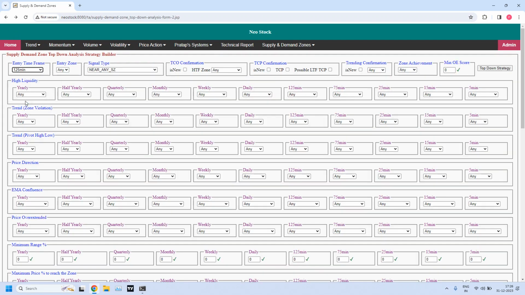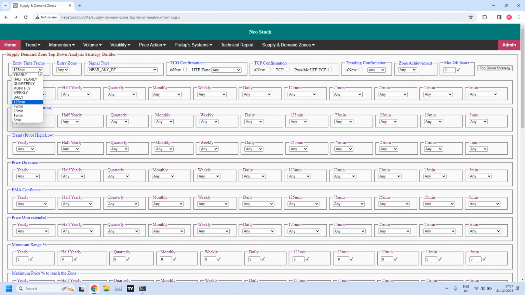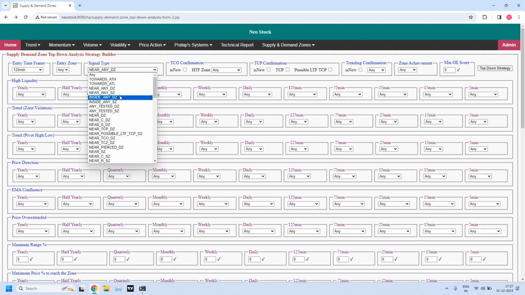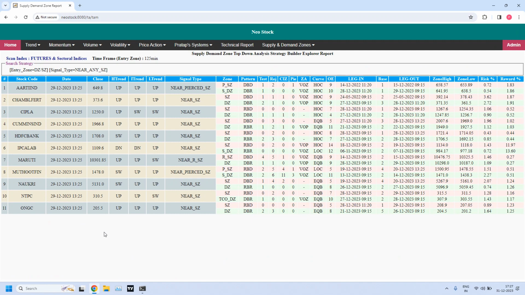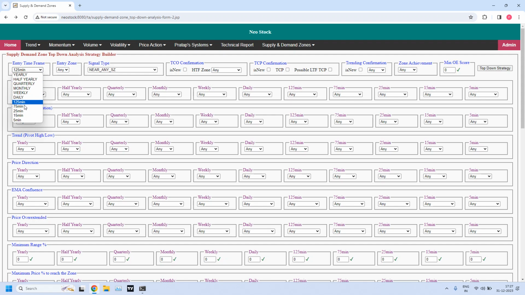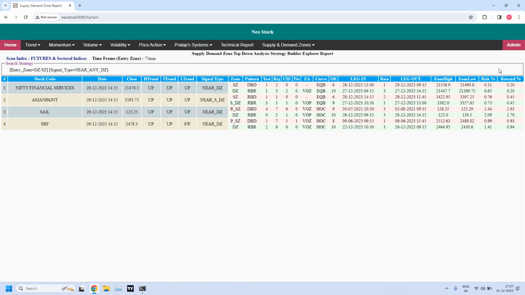Now let us change the time frame to 125 minutes time frame. Let us find the stocks near 125 minutes demand zone. So 3 stocks are filtered. So let's go back. For 125 minutes time frame, let us find the stocks near 125 minutes supply zone. 11 stocks are filtered. Now let's go back to the 75 minutes time frame. 75 minutes time frame, let us find the stocks near 75 minutes demand zone. So 4 stocks are filtered.